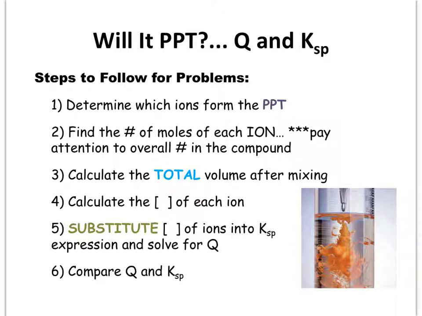Once you have the number of moles of each of the ions, you need to put the moles over the total volume of your new solution after you mix these things. And that will give you a concentration of each ion, which you can then plug into the Q expression, and then you can compare what you get for Q to the Ksp they gave you in the problem. So we're going to do all of these steps in a will-it-precipitate problem. And remember, if Q is greater than Ksp, then a precipitate will form.